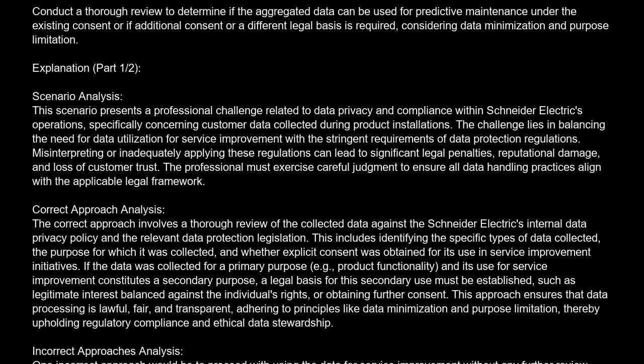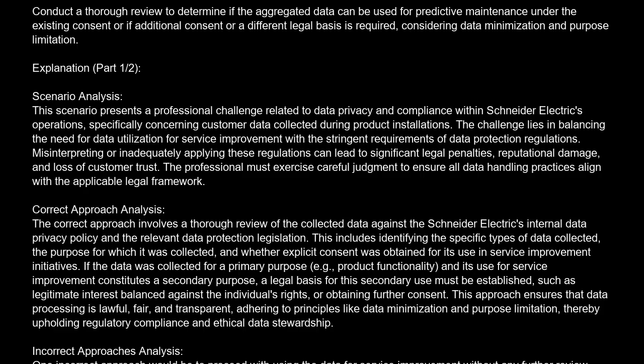The correct answer is B. Conduct a thorough review to determine if the aggregated data can be used for predictive maintenance under the existing consent, or if additional consent or a different legal basis is required, considering data minimization and purpose limitation.